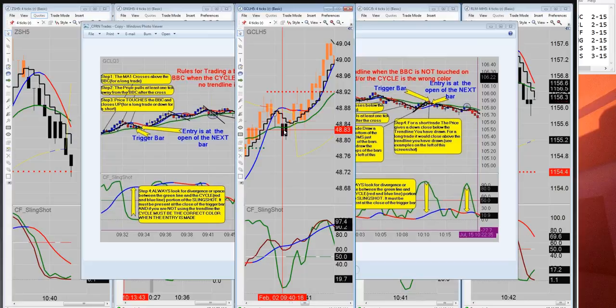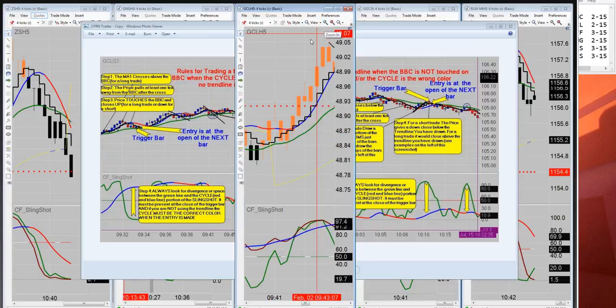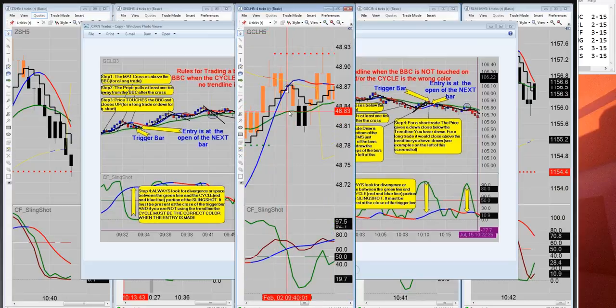Now, in this particular bar, let's blow this up. Yeah, I guess it did. It touched it right here, but we didn't have divergence. So we had to wait for this touch right here. Okay, where it hit the BBC right there. That's step 3. Price pulls back and touches the BBC.